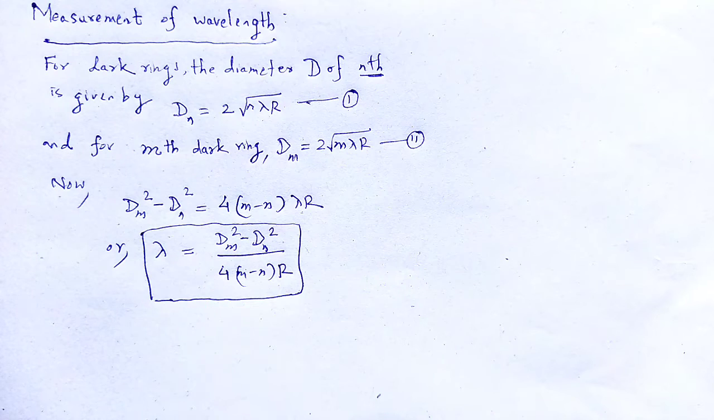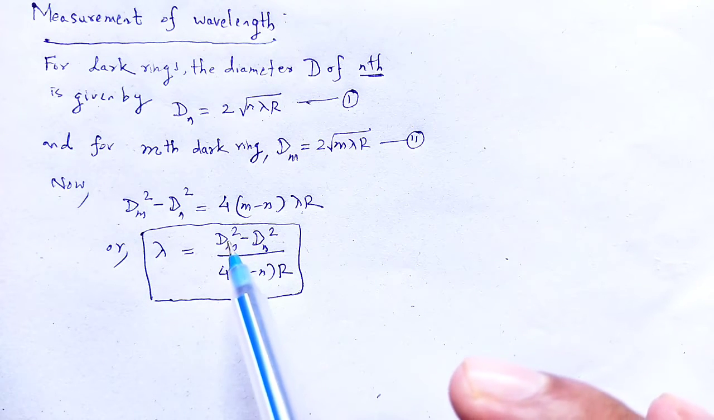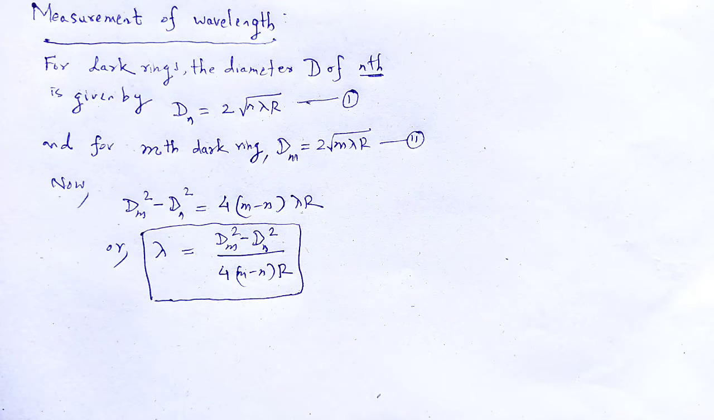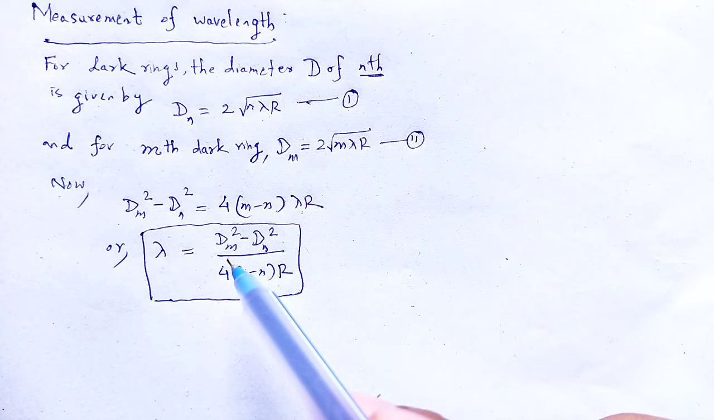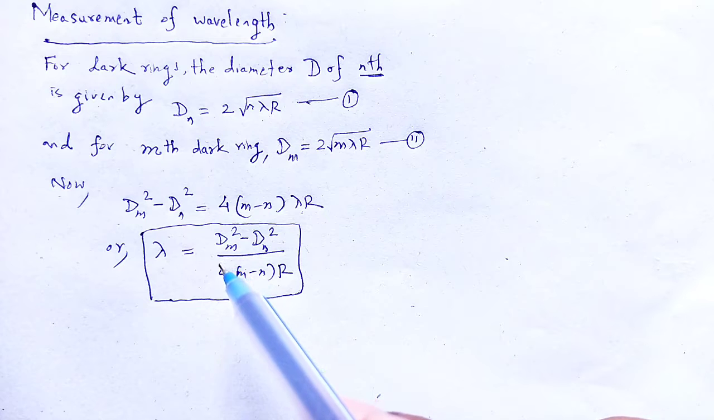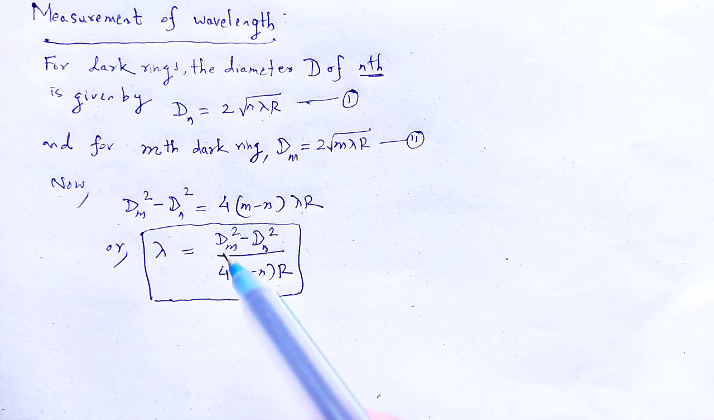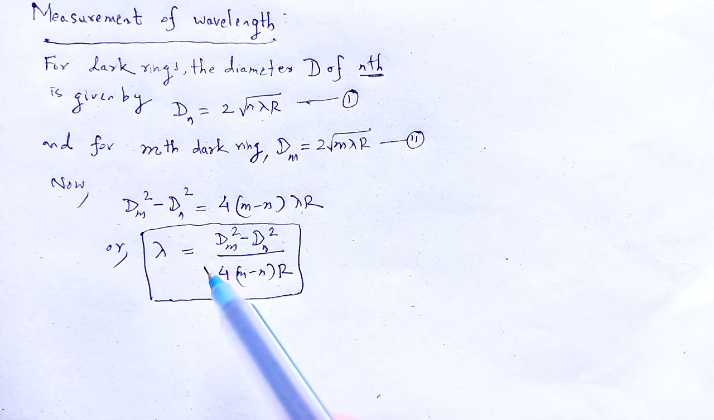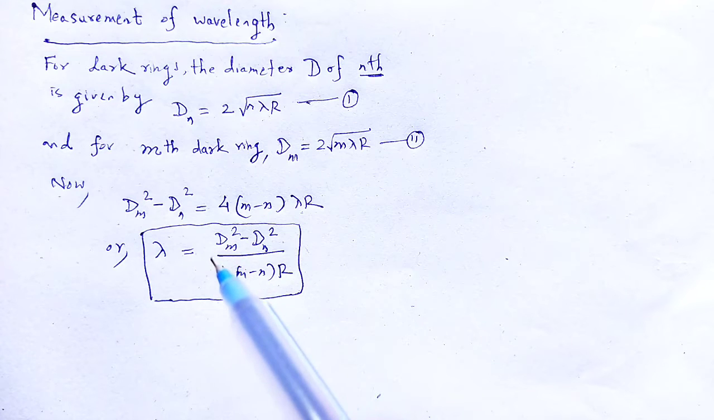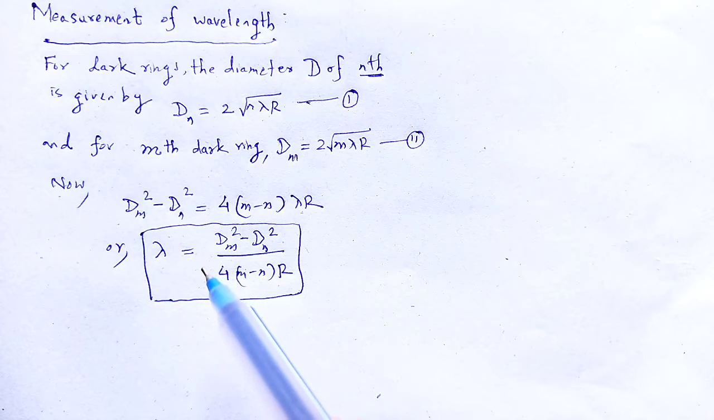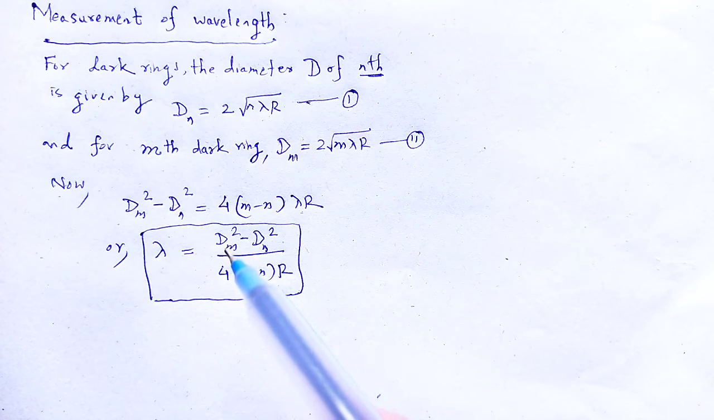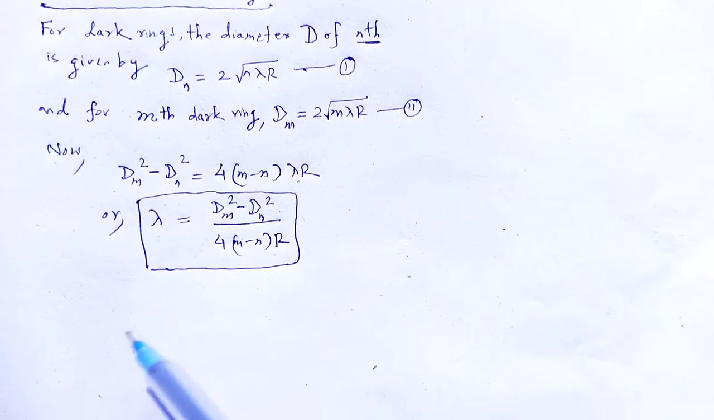So, how to calculate dm and dn? The diameter for the mth dark ring and the diameter for the nth dark ring. Generally, for calculation with sodium light, which is a source of monochromatic light, the rings are focused on the crosswire of the eyepiece, and the microscope is moved to the extreme left of the dark rings, and the crosswire is made to focus on any dark ring. Let that dark ring be the 16th dark ring, and the reading is taken from the microscope. Now the microscope is taken to the extreme right side, and the similar procedure is followed, first left then right.